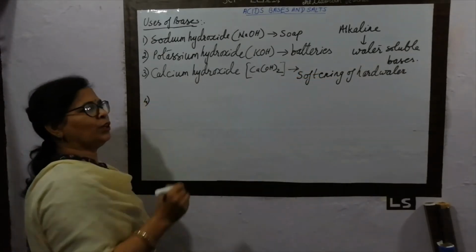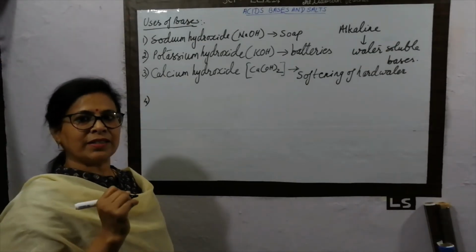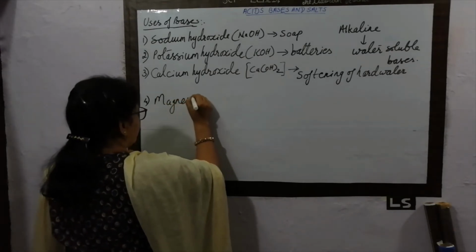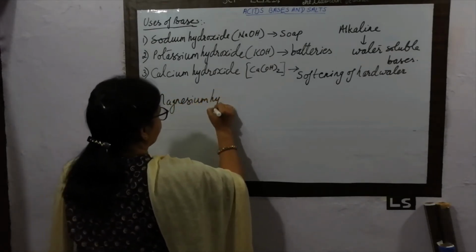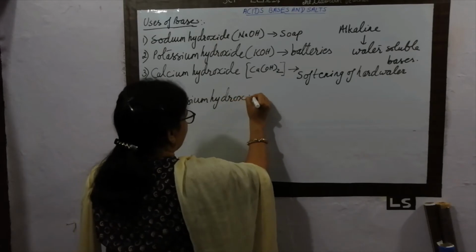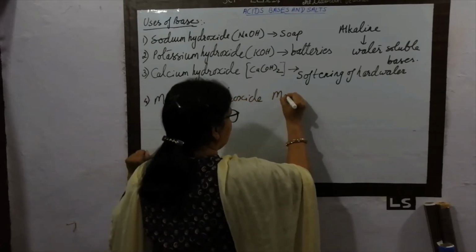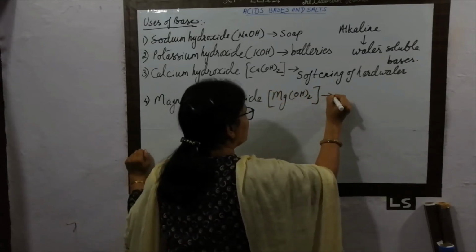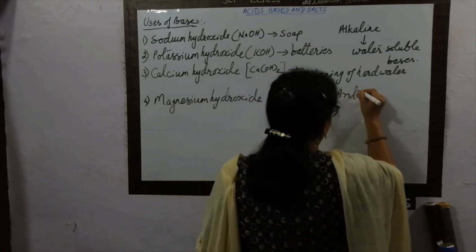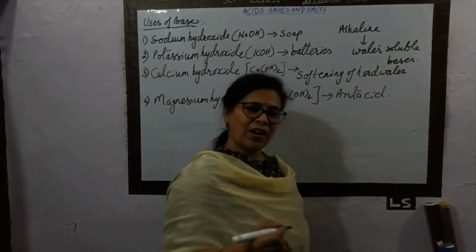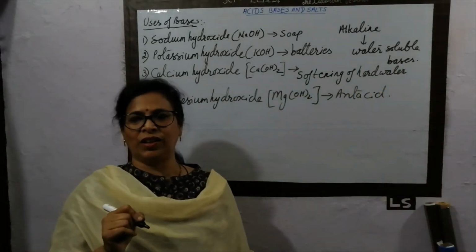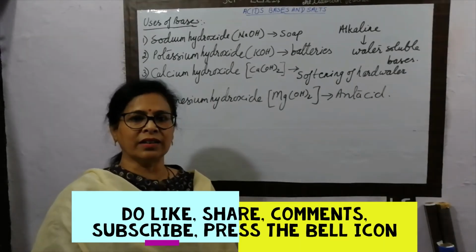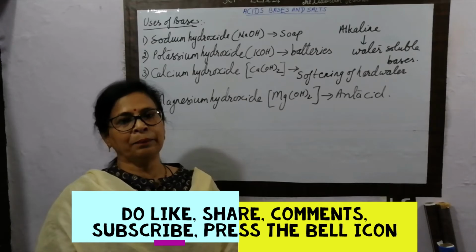One very commonly used base is magnesium hydroxide, MgOH2. Magnesium hydroxide is used as an antacid. We will learn about antacids in another lesson, so we must discuss antacids in another class. Okay. So these are the various uses of the bases.